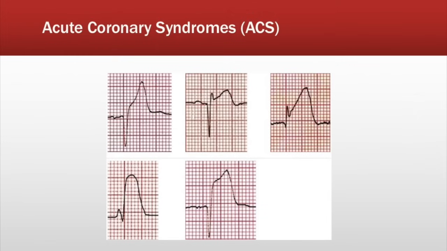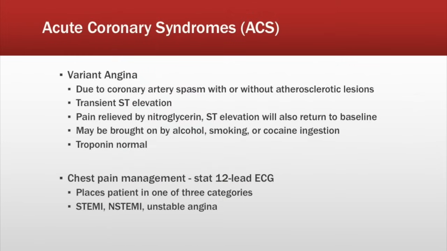So with ACS, you have variant angina. This is also called Prinzmetal's. This is due to coronary artery spasm with or without atherosclerotic lesions. This is going to be transient ST elevation, so just when they're having symptoms, they're going to have ST elevation. This pain is relieved by nitroglycerin. ST elevation will also return to baseline. So as they get symptoms, they get ST elevation, and then you give them nitro, and then the ST elevation returns to baseline. Their symptoms go away.